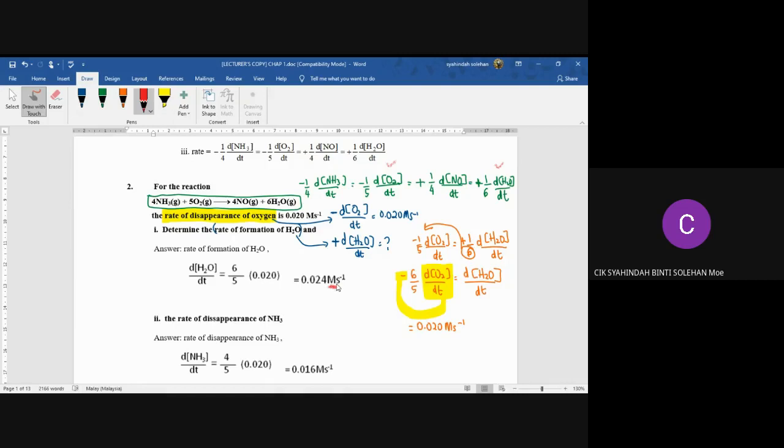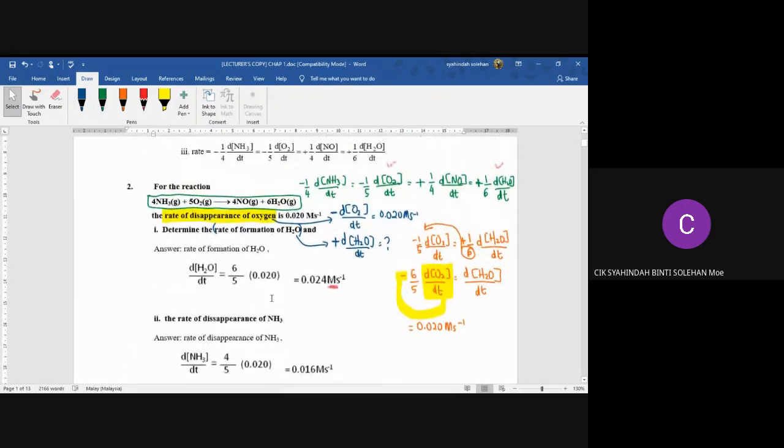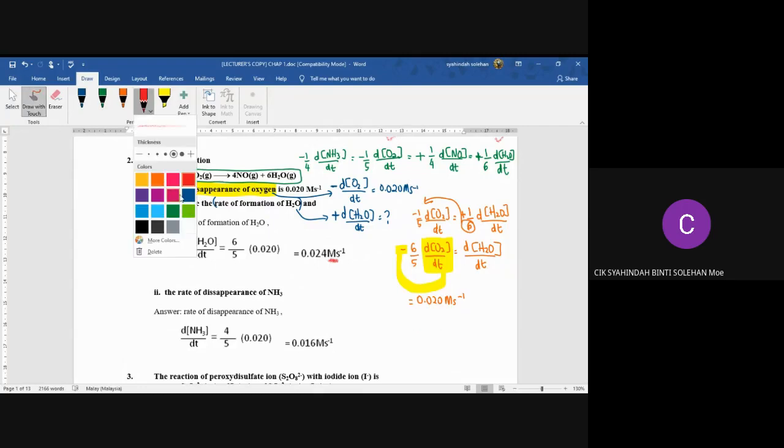Because it will follow the unit of rate of disappearance of oxygen that is given, okay? Alright, and then next is the rate of disappearance of NH3. For the rate of disappearance of NH3, you compare NH3 with oxygen. Why do you have to compare with oxygen? Because you only know the rate of disappearance of oxygen, that's all the question gives. So that's why you need to compare between these two.